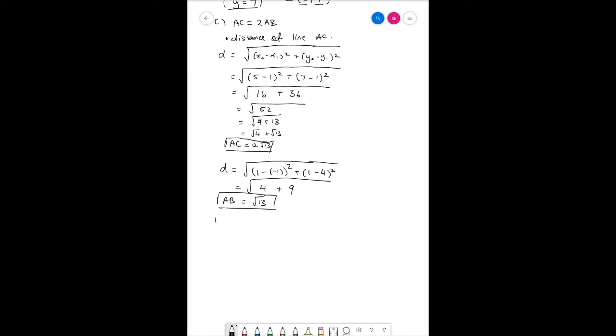Now we can see that AC is equal to 2 times AB, because AC is 2 square root 13 and AB is the square root of 13. And voila, all good.